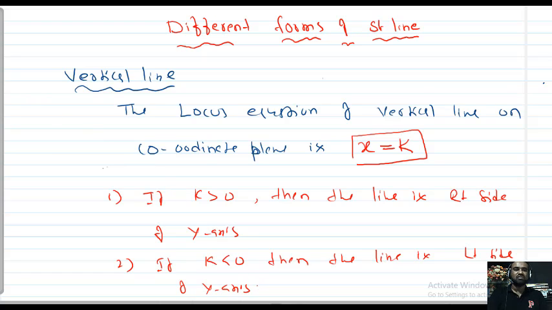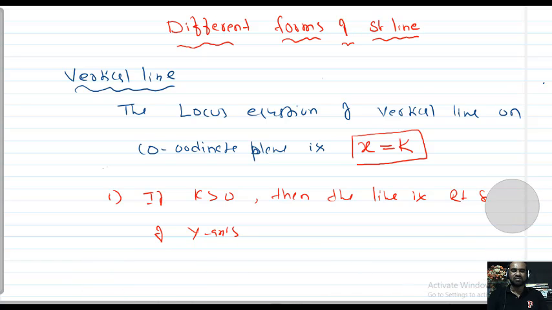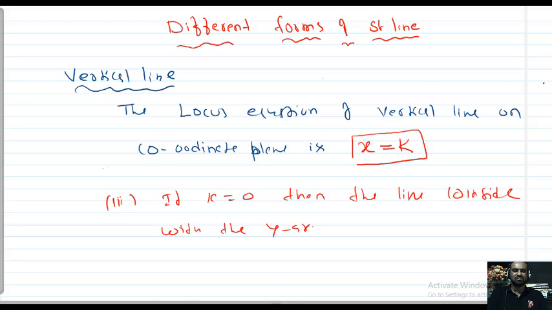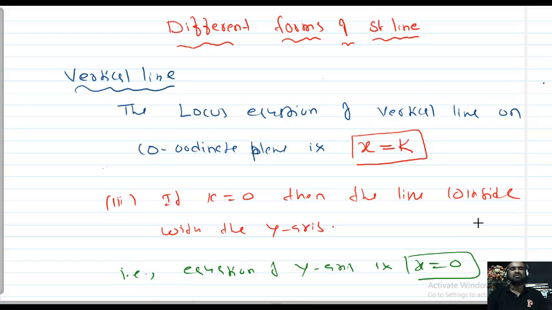Okay, if k equal to 0, what happens? That is an interesting thing. I will write it as the third one. If k equal to 0, then the line coincides with the y-axis. That is, the equation of the y-axis is small x equal to 0. Okay, so the horizontal line is completed and the vertical line is completed.